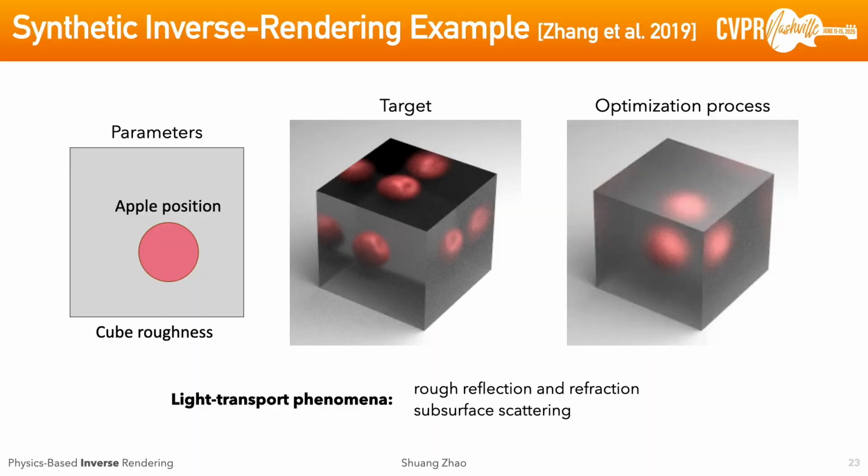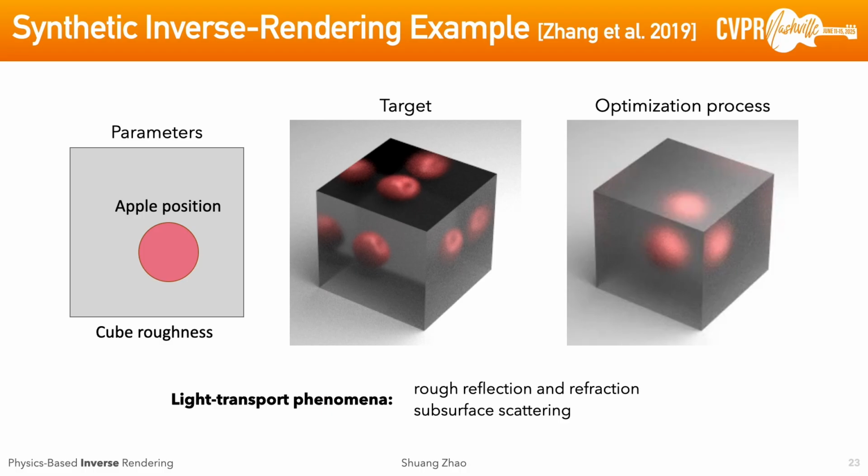So to demonstrate a little bit about the capability of this type of framework, I'm showing a simple synthetic example here. In this example, we have an apple embedded in a glass cube. You are seeing multiple apples because of all the reflection and refraction effects. There's only one apple here.